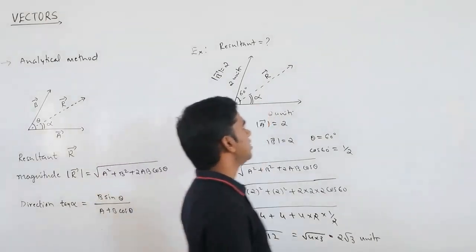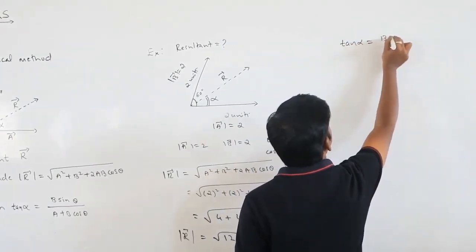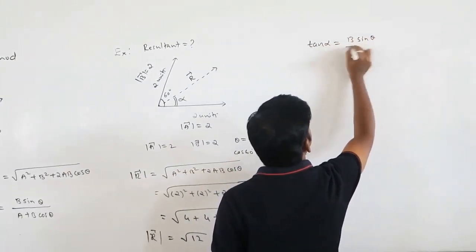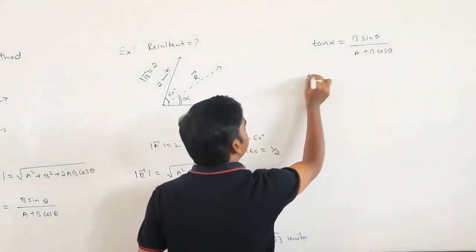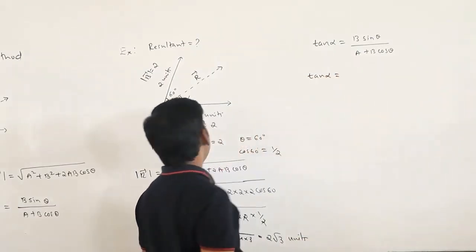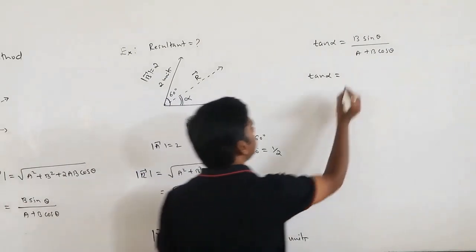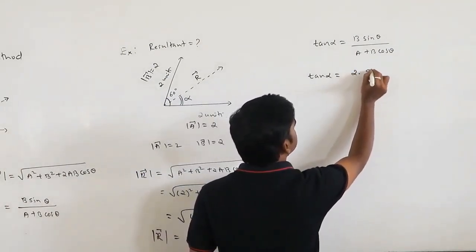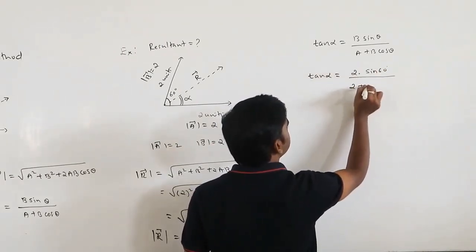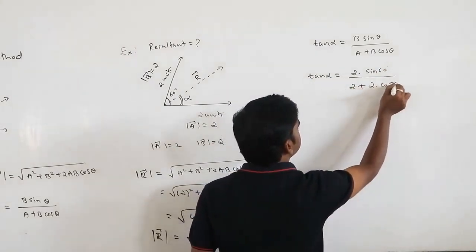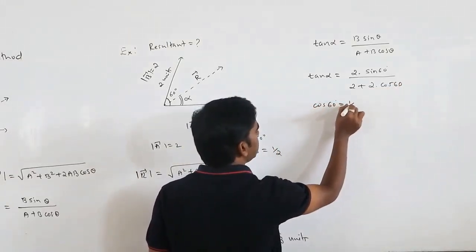Then what about the direction? To find this alpha, for direction we have tan alpha equals to B sin theta divided by A plus B cos theta. Okay. So tan alpha is equals to, so what will be the tan alpha? B is what? B is 2. 2 into sin 60 divided by A is 2 plus B is what? 2 cos 60. Okay. As you already know, cos 60 is how much? Cos 60 is 1 by 2.